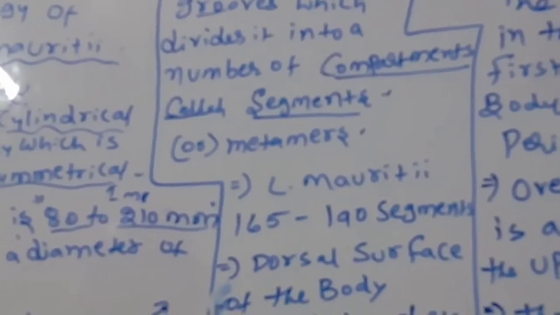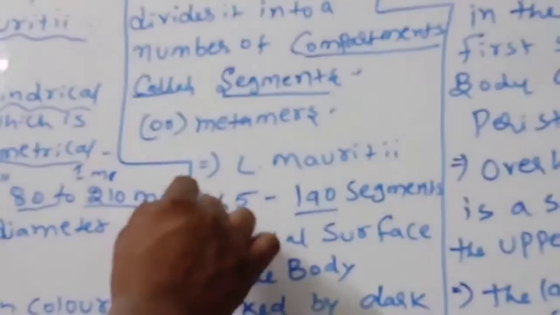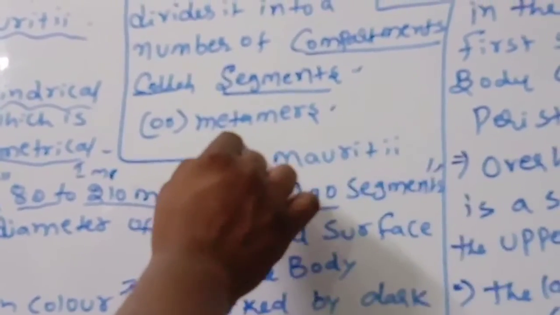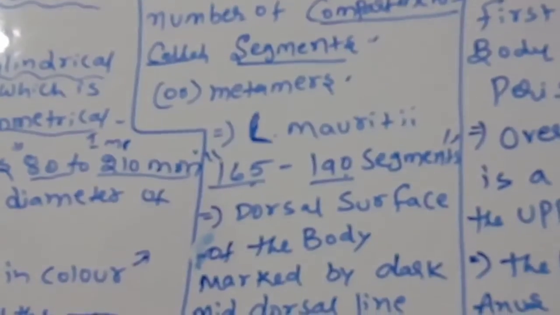In Lampito mauritii, 165 to 190 segments are there. So it is also an important bit for Lampito mauritii. How many segments? 165 to 190 segments.